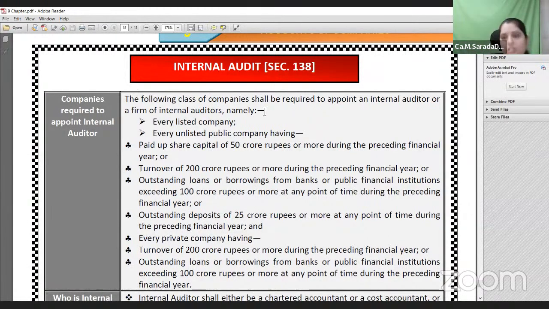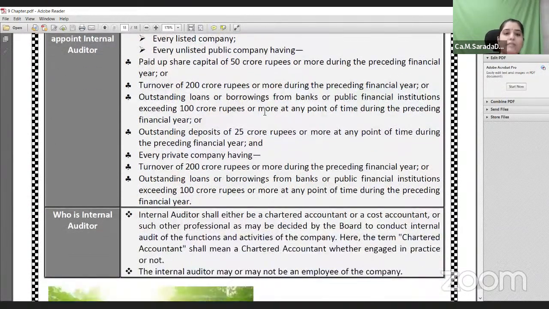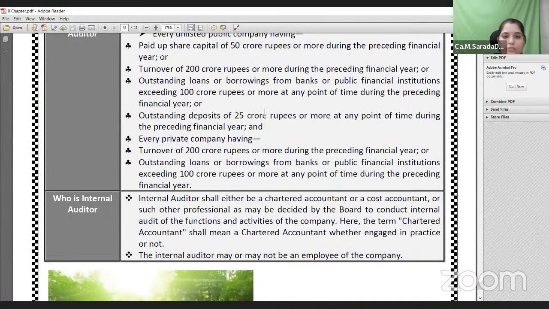It is mandatory for all listed public companies, and for unlisted public companies this criteria. And other than public companies, for private companies having turnover of 200 crores or more in the preceding financial year, or outstanding loans or borrowings from banks and financial institutions of 100 crores or more in the preceding financial year, for them it is mandatory to appoint an internal auditor.